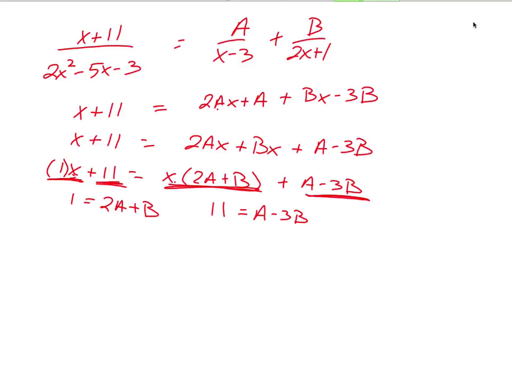In this case, I would solve for b. So once you do that, you want to get one of these two by itself. In this case, b is easier to get by itself than a is. So I'm going to do 1 minus 2a equals b. So then I plug 1 minus 2a into the other equation for b. Distribute that negative 3.